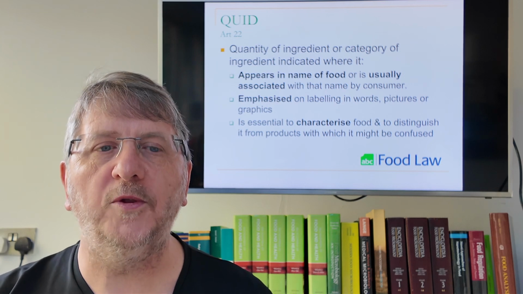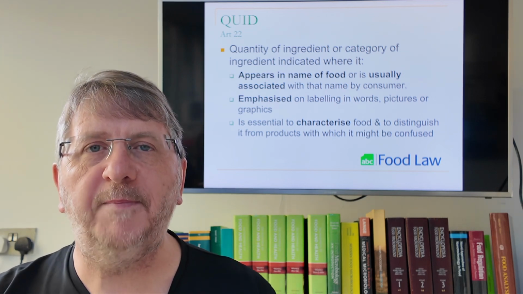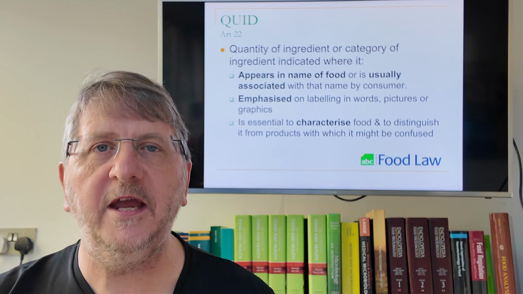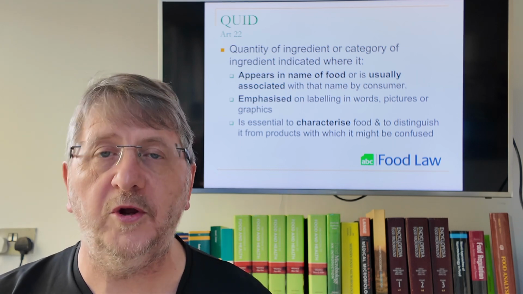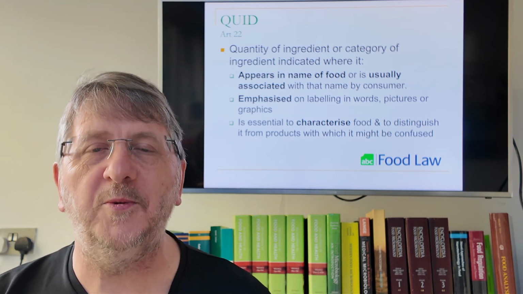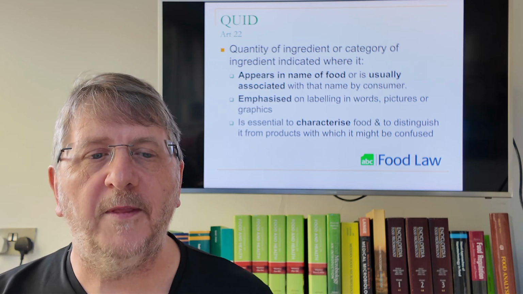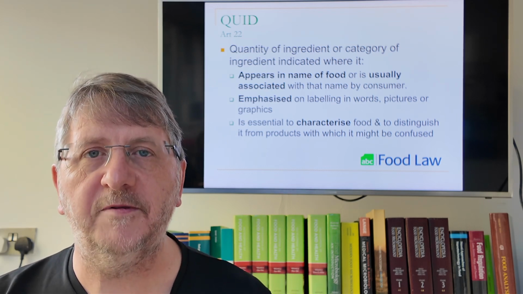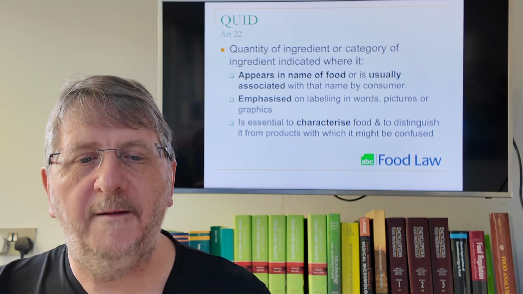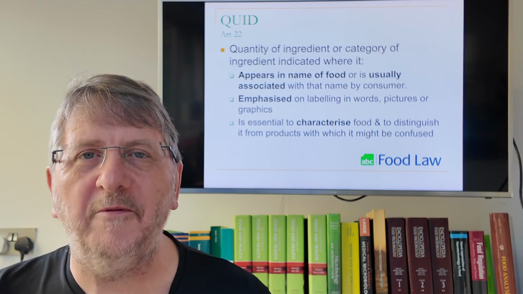Okay, QID, the quantity of ingredient declaration, is basically the percentage in the ingredients list or with the name of the food. You can do either. Most people tend to do it in the ingredients list, of ingredients that appear in the name of the food or are given special emphasis in the food or are characterized.